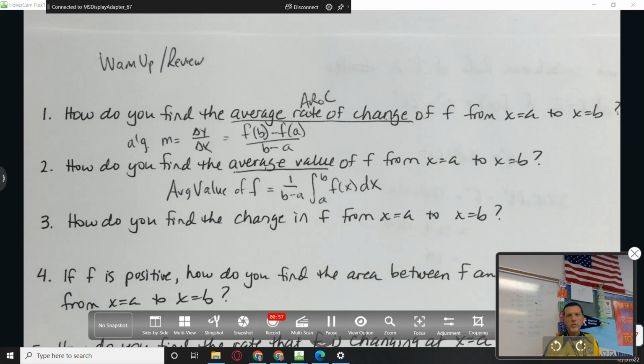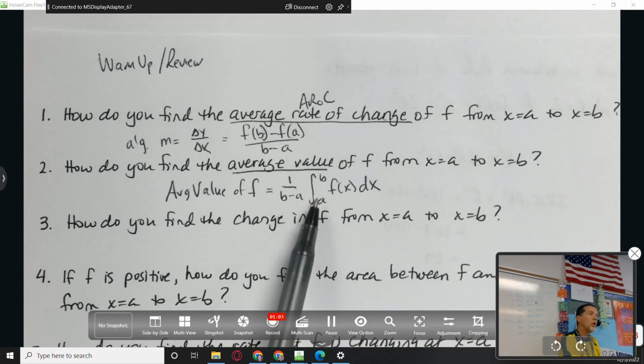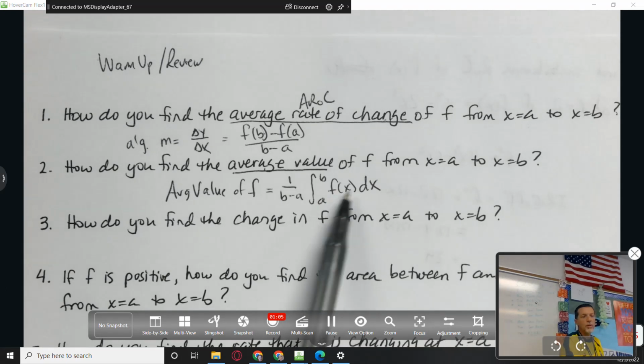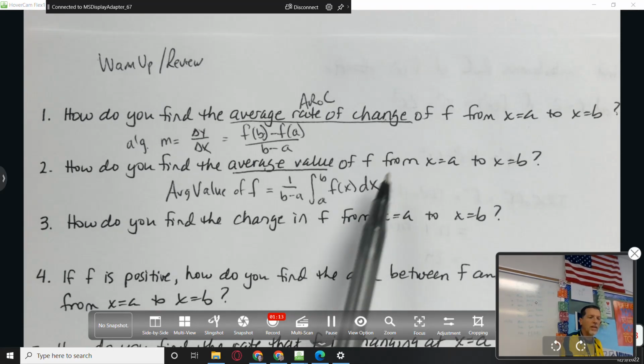So we're talking big picture today. Like the details are, you plug things in, or you take an integral, or you look at area, or you approximate it with the Riemann sum. Those are different ways to find the value of the integral, but you use that to find average value.